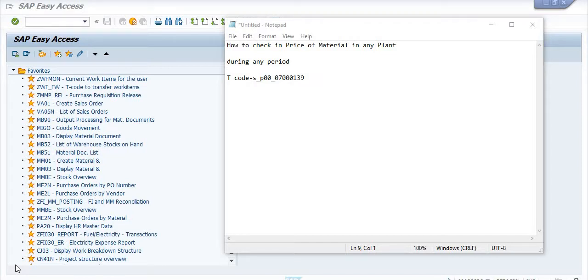Now we will start the topic. We will take an example and show how to check the price of the material. I have already uploaded a few videos on how to check the price of any material, but this is a very specific transaction code, so that's why I'm going to include this topic here.